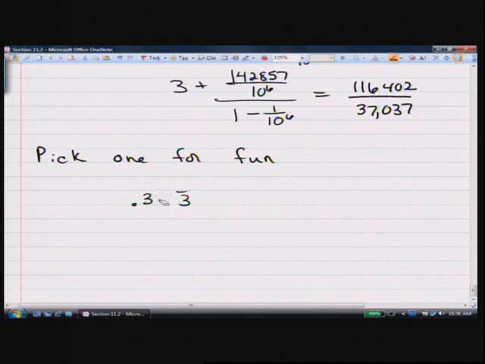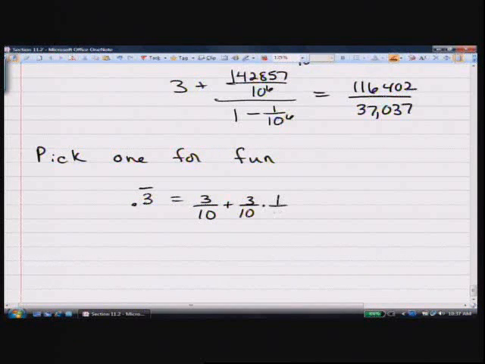Okay, so 0.3 repeating. Let's see if my logic works. I know that this is 1/3. My logic was to write this as 3/10 plus 3/10 times 1 over 10, plus 3/10 times 1 over 10 squared. Does that make sense? Will that work? Yeah, because this will get me 300ths and 3,000ths. And if I keep adding them, it's going to be 0.3 forever and ever.